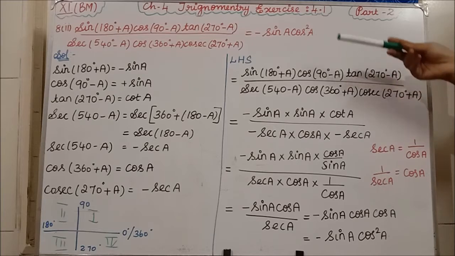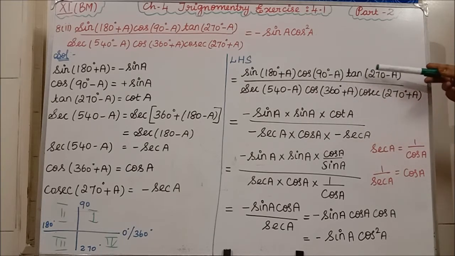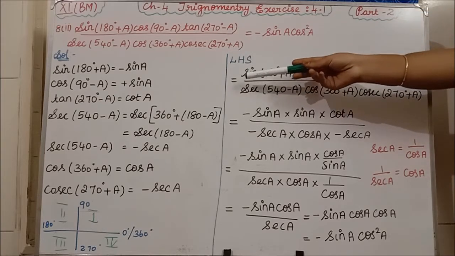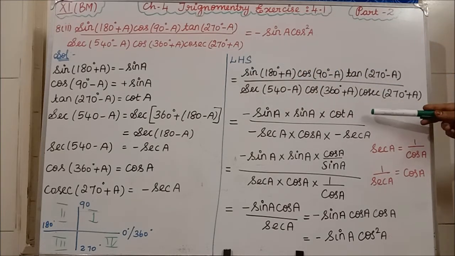Cos(90° − A): what is the value we have got? Sin A. Tan 270 degree, where we are having tan, tan(270° − A): what are we having? We are having cot A.